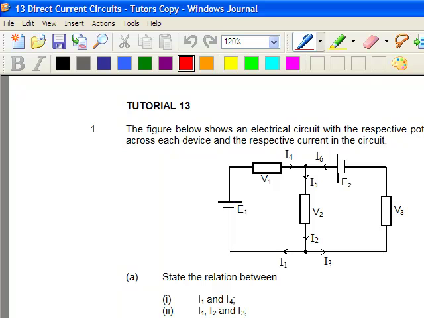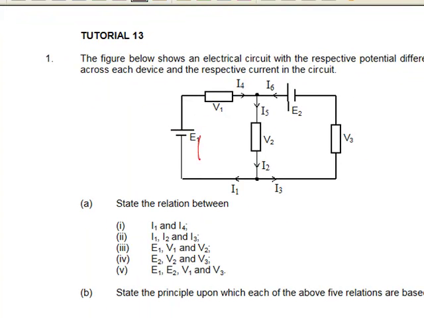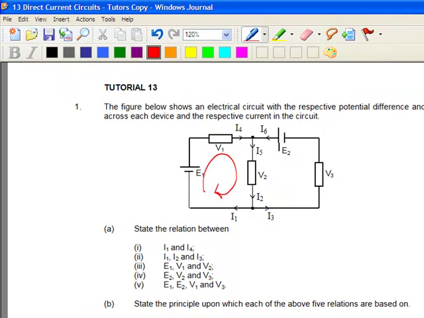What's the relationship between E1, V1, and V2? That means which loop are we going to take, the left or the right? The left one. Okay, this loop, so using principle number 2. Total potential rise is E1. Potential drop is V1 plus V2. So E1 equals V1 plus V2, correct? Okay, so I erase this so no one gets confused.